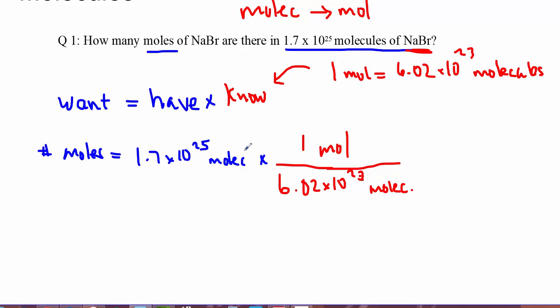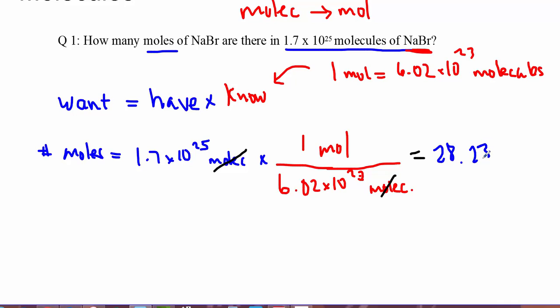So now I'm ready to go ahead and calculate. I'm going to multiply 1.7 times 10 to the 25 by 1. I don't really need to do that. It's not going to change my answer. So I'm essentially going to just divide by 6.02 times 10 to the 23. And my answer here is going to come out to be 28. If I leave some decimal places, 28.239. And my units are moles now.